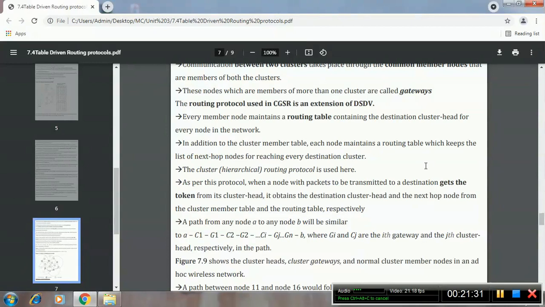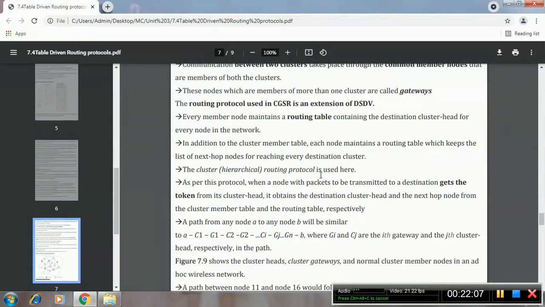Here also every member maintains a routing table containing the destination cluster head for every node in the network. In addition to the cluster member table, each node maintains a routing table which keeps the list of next hop nodes for reaching every destination. Next hops are the next nodes that we should use to reach the destination node. That information is also maintained.